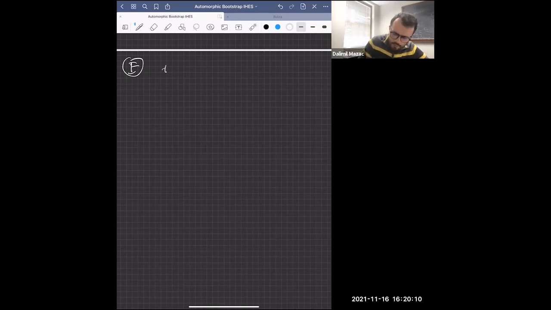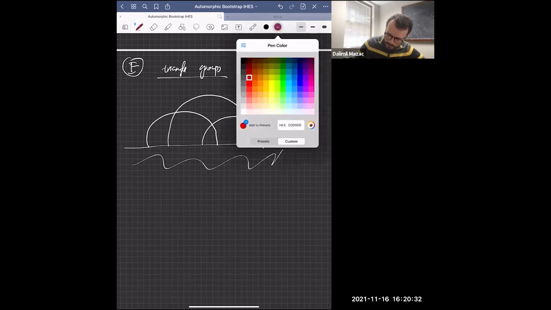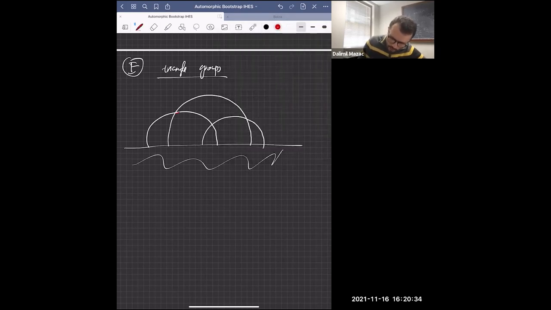The simplest examples are probably the triangle groups. To define a triangle group, you start with the upper half plane, and you draw three geodesics. Geodesics are just semicircles ending on the boundary of the upper half plane. And then you set it up in such a way that there is a triangle. And then you can define gamma to be generated.